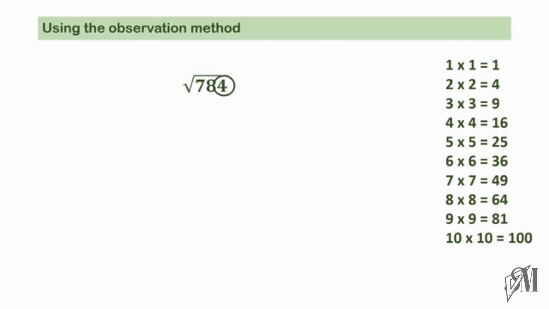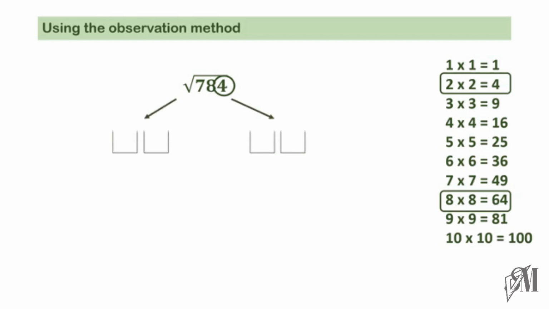Then we come to the first 10 square numbers and see the places or the square numbers where you have 4 at the end. Now, if you go through carefully, 2 into 2 is 4 and 8 into 8 is 64. At both places, you have 4 at the end. Since there are 2 places where you have 4 at the end, we can predict 2 answers for this.